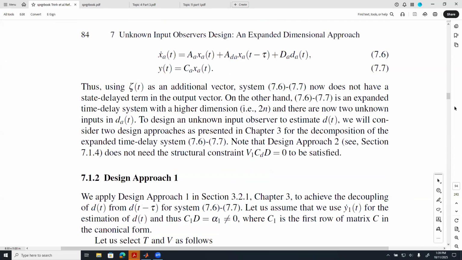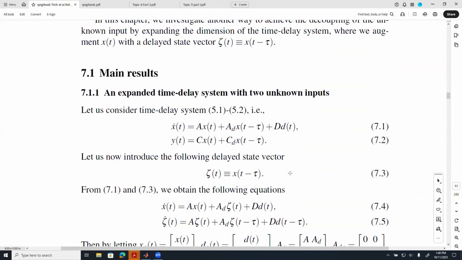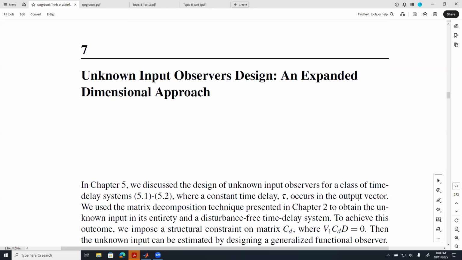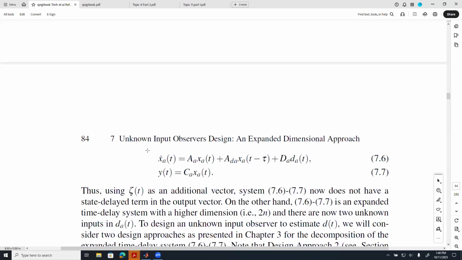Now, we remember in our chapter 5, we imposed this structure. We would like to see whether this structural constraint can be relaxed. That's why we investigate this expanded dimensional approach. As usual, we have this big time delay system. Bear in mind that the dimension is twice the original time delay system, because the number of state variables now becomes 2n, and there are 2 unknown inputs.